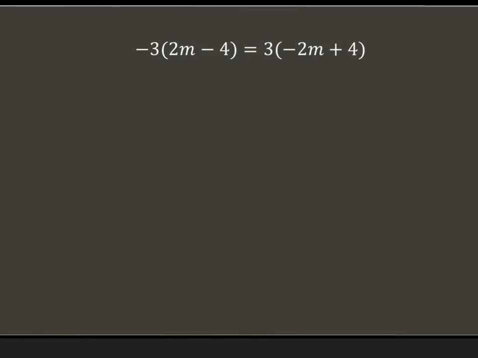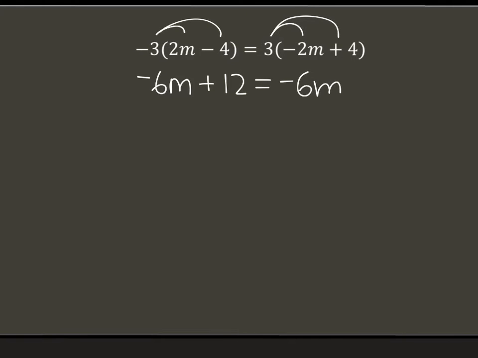All right, our third problem, our fourth slide here, has to start with distributing. So I have 2 sets of parentheses that I need to get rid of. On the left-hand side, I need to do negative 3 times positive 2m, and I get negative 6m. Negative 3 times negative 4 is a positive 12. Bring my equal sign. Then on my right-hand side, when I distribute, 3 times negative 2m is negative 6m. 3 times 4 is a positive 12.